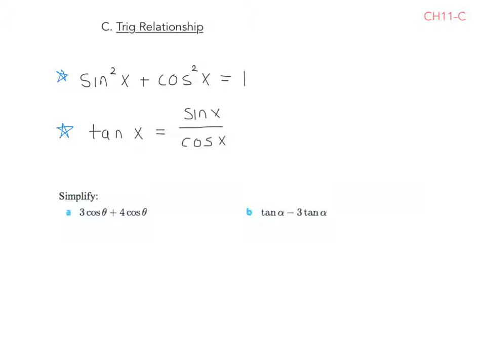First, let's simplify. You have 3 cosine of x plus 4 cosine of x. 3 of something plus 4 of something should be equal to 7 of something. So it's 7 cosine of theta. Next, you have tangent of alpha minus 3 tangent of alpha. The answer should be negative 2 tangent of alpha.